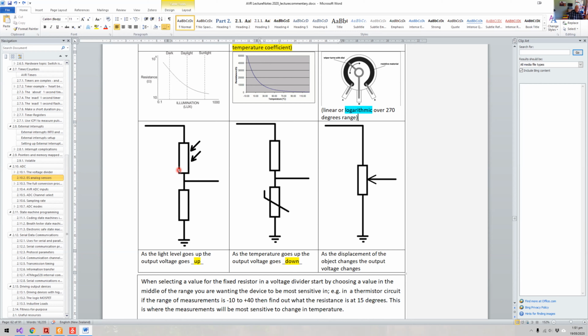As this changes, this voltage will swing best if this value here is close to about the center of the range you're measuring. And the same for a thermistor. That's typically what you do. You'd start with that. So if I was working over a range of -10 to 40 degrees, then finding out what the resistance is at 15 degrees would be quite useful, and I might use a value similar to that.